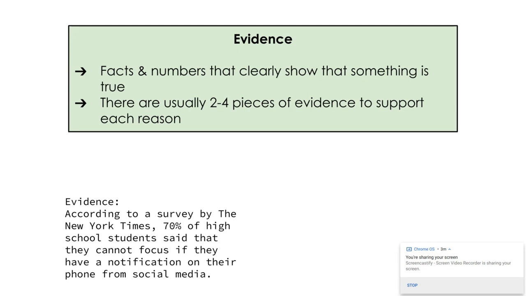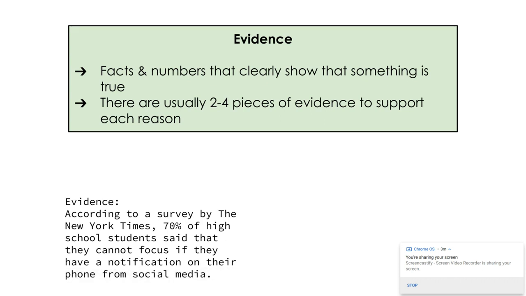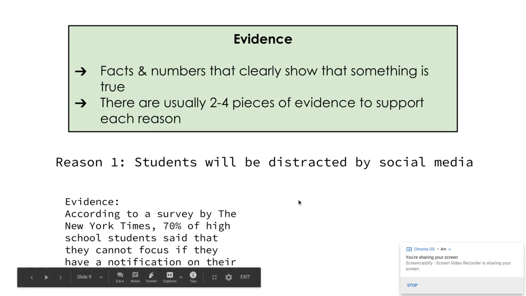Let's take a look at an example. According to a survey by the New York Times, 70% of high school students said that they cannot focus if they have a notification on their phone from social media. So that's supporting this reason that students will be distracted by social media. We know that it's evidence because it says that it's from the New York Times.